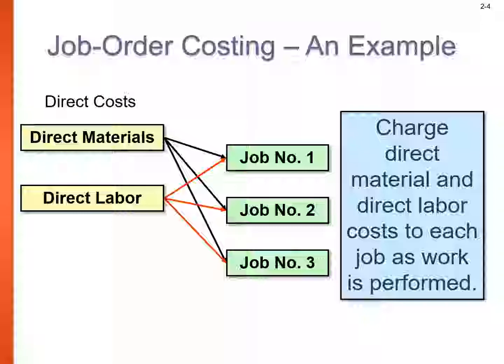We talked about direct costs in Chapter 1. So direct costs, remember, are those that can be easily traced to a particular job. In this order, direct materials: you can tell exactly how much direct materials are used for job number 1 or job number 2 and job number 3. And the same with direct labor. What was the total labor used for job number 1, job number 2, job number 3, and this is the direct ones.